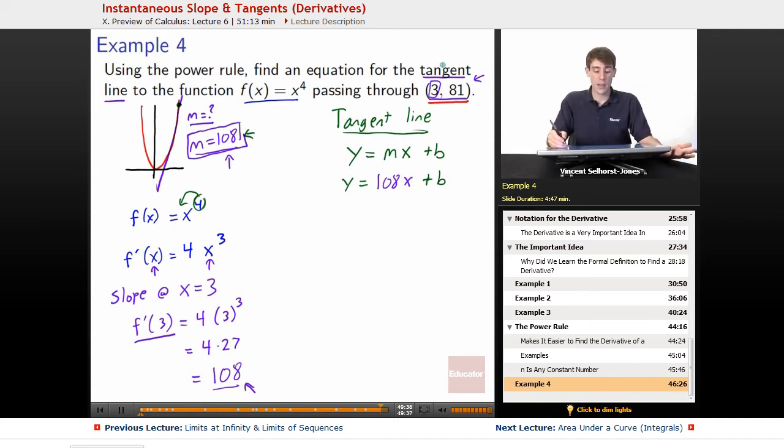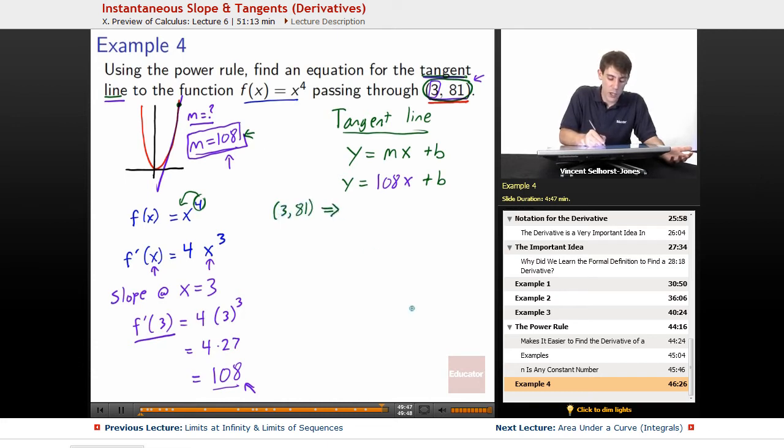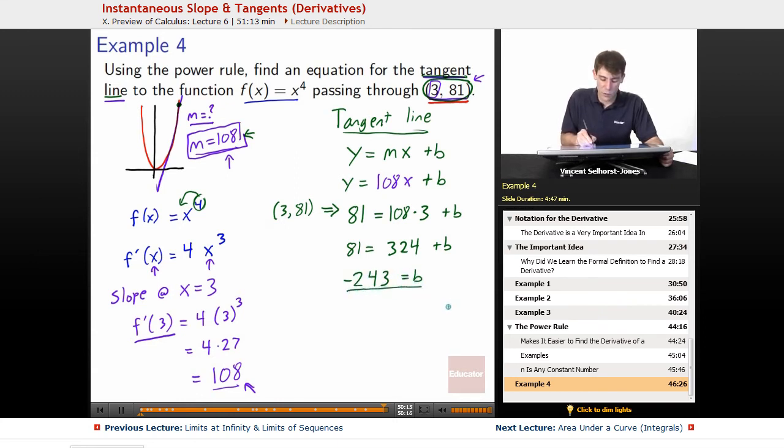Well, do we know any points on that line? Yeah, we're looking at the tangent line, and we were told that the tangent line passes through the point (3, 81). So we can plug in the point (3, 81), because our tangent line has to pass through the one point that it barely just feather touches on that curve. So that's 81 for our y value equals 108 times 3 for our horizontal value x plus b. 81 equals 108 times 3, that comes out to be 324, plus b. 81 minus 324 is negative 243 for our b. So now we know negative 243 equals b.